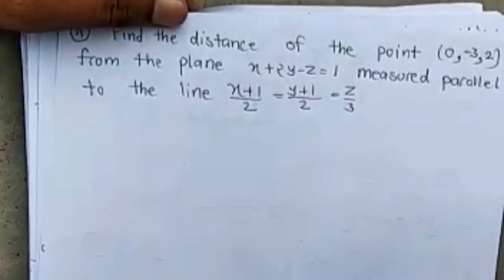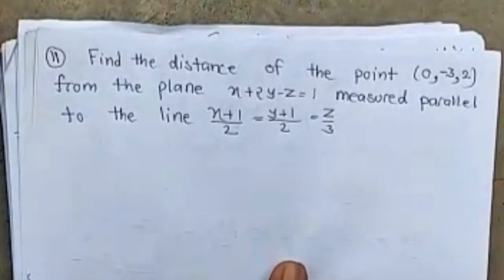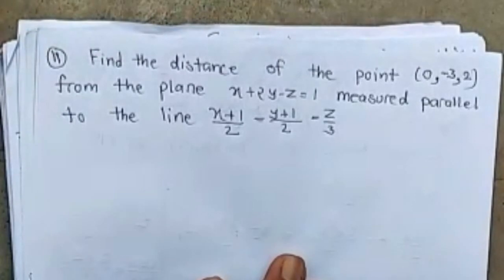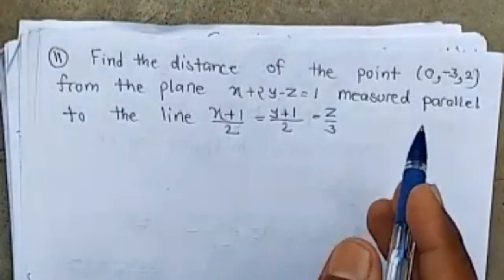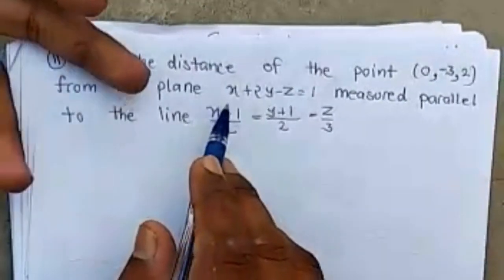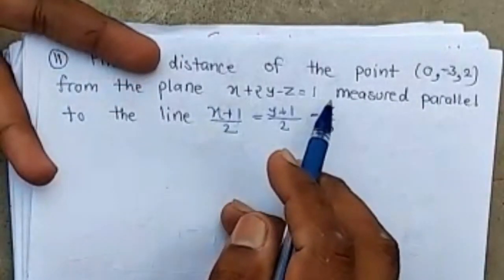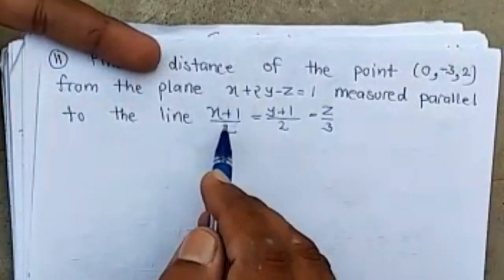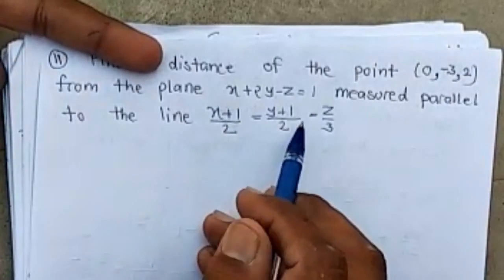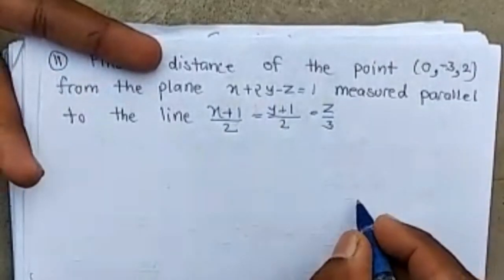Now it is question number 11 of exercise 24H. Find the distance of the point (0, -3, 2) from the plane x + 2y - z = 1 measured parallel to the line (x + 1)/2 = (y + 1)/2 = z/3.